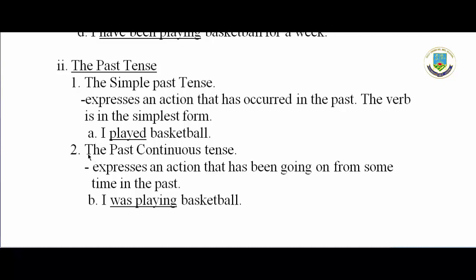Now, the second form of the past tense is the past continuous tense. This tense expresses an action that has been going on from some time in the past. The action of playing has been going on from some time in the past. Take a look. I was playing basketball. The auxiliary verb was indicates past. Ing indicates continuous. Together, was playing indicates past continuous tense. So the example, I was playing basketball, is a sentence in the past continuous tense.